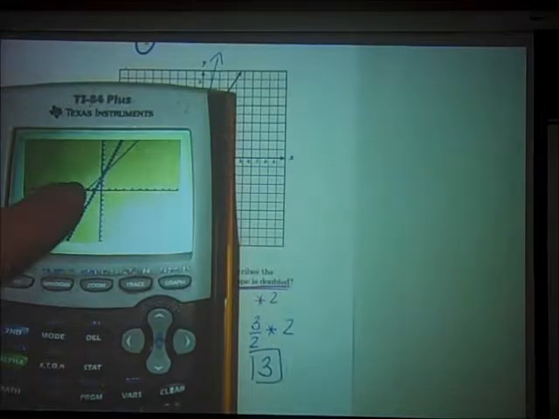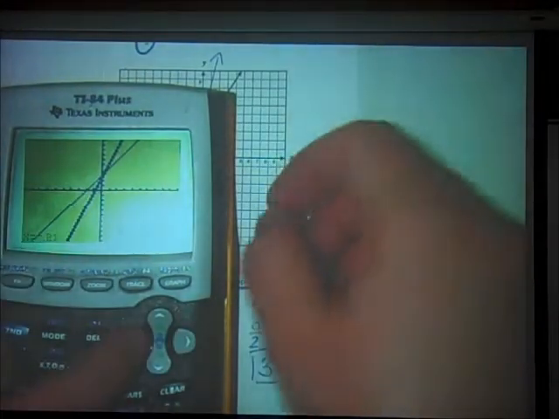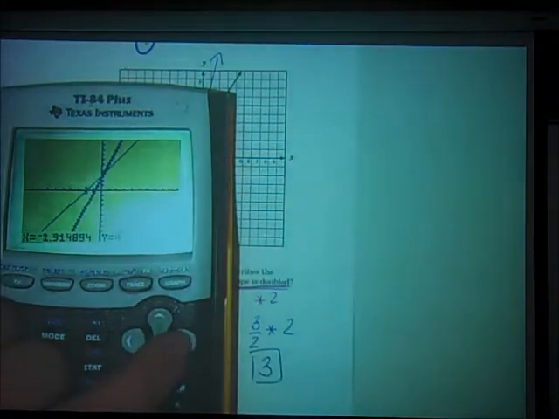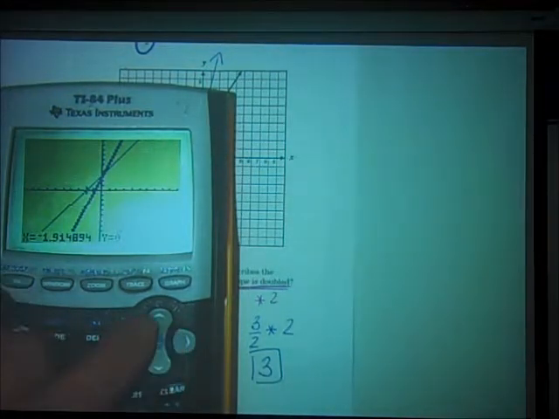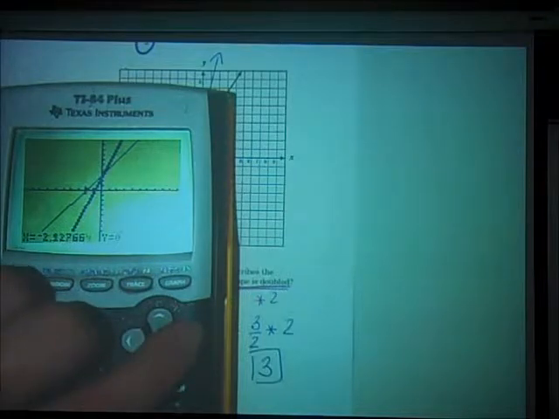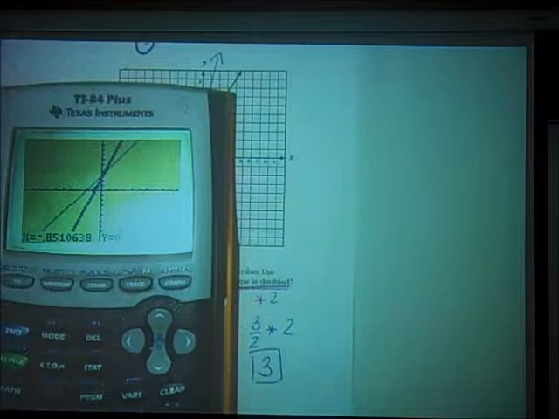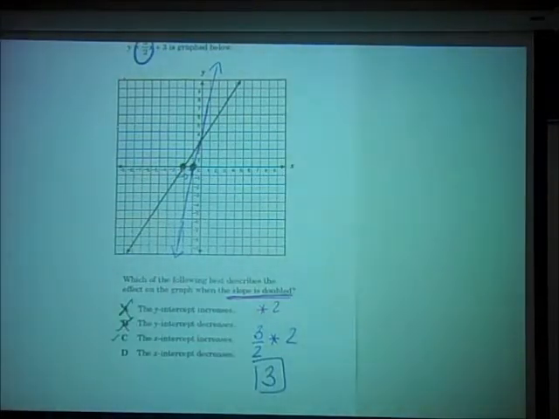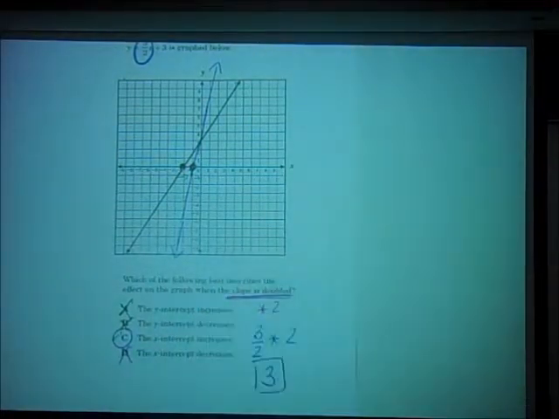So here's my original x-intercept. I'm going to move my cursor over so we can see it numerically because that helps. At about negative 2, something like negative 2.1. And my new y-intercept is at negative 0.85. So it did get bigger. It did increase. It shifted to the right. So our logic was correct. So C is the correct answer.